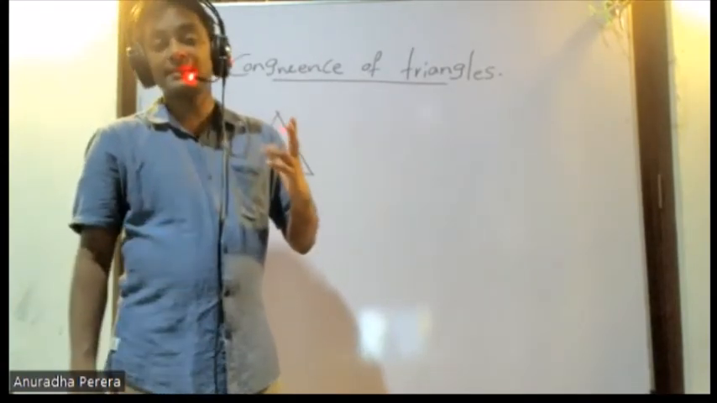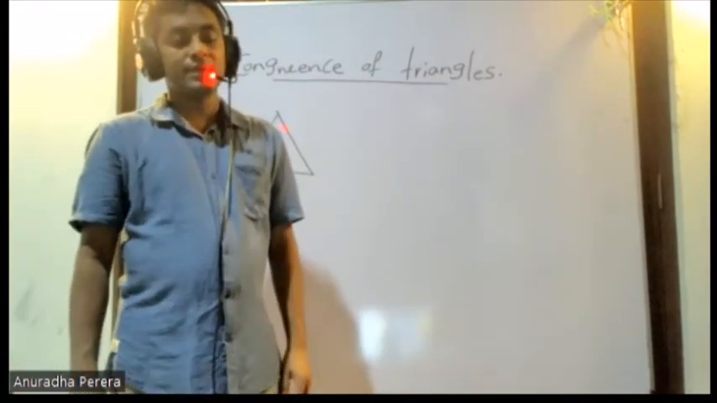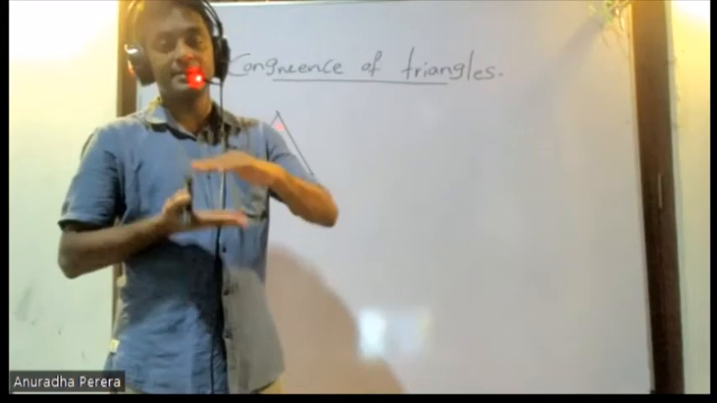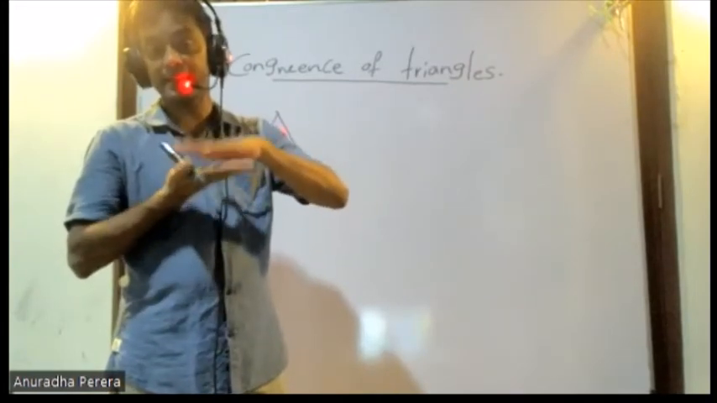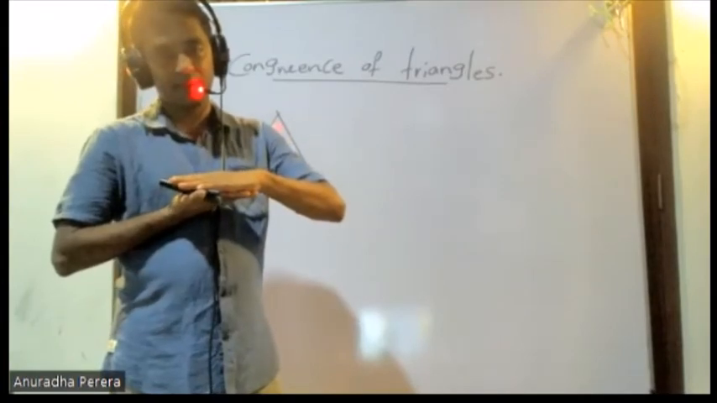And if two triangles are congruent, these two triangles can be coincided. අපිට ඒ දෙක coincide කරන්න පුළුවන්. එක මත එක තියන්න පුළුවන්. හරියට coincide කරන්න. Right?